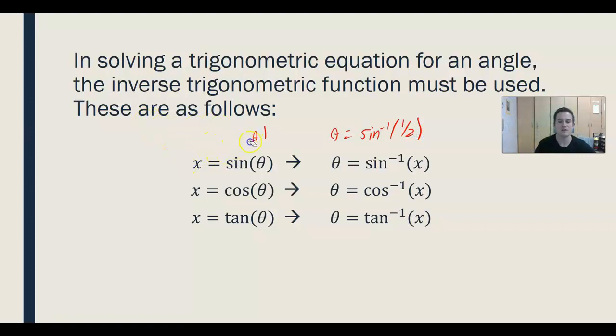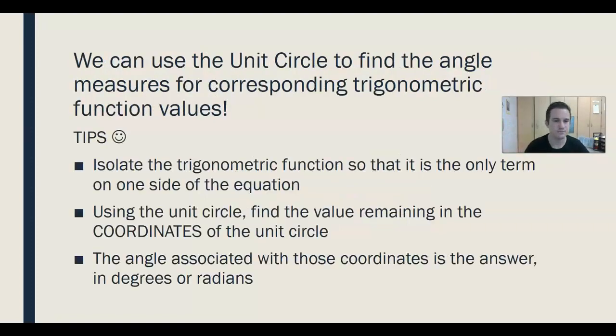So the inverse sine, cosine, and tangent functions undo sine, cosine, and tangent. Instead of solving for a missing side, they give us a missing angle. So that same principle applies here. We're going backwards. If we're given the side length, or the coordinates, or the function value, we're going to invert that, use the inverse functions, and find out what the angles are. Instead of needing our calculator, using the unit circle for these commonly used function values and angles, we can find the angle measures for corresponding trigonometric function values.